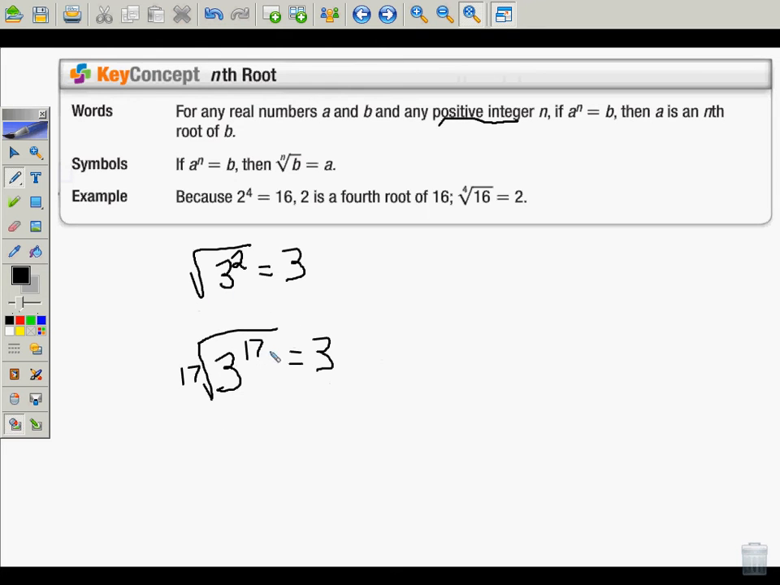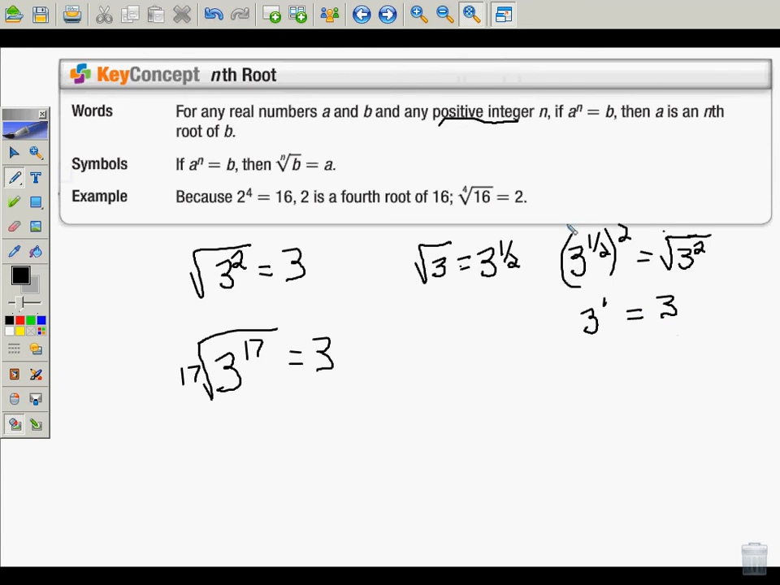And the way this actually works is because if we think about it, we already know the square root of 3 is the same thing as 3 raised to the 1/2. And so if I do 3 raised to the 1/2 and then I square it, which is the same thing as the square root of 3 squared, 1/2 times 2, power to a power, we multiply them together, we just get 1. So we get 3 raised to the 1st power, which is just 3. So that's how this rule works. But just understand, if you have the nth root of something raised to the n power, it's just going to be that number.